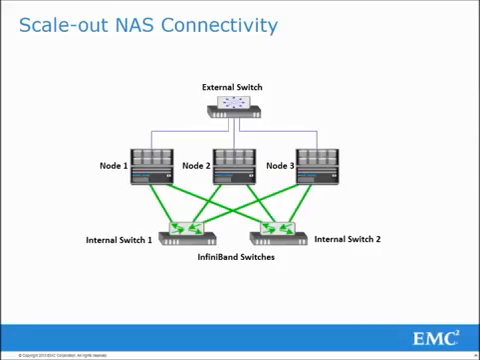The internal network offers high throughput and low latency and uses high-speed networking technology such as InfiniBand or Gigabit Ethernet. To enable clients to access a node, the node must be connected to the external Ethernet network. Redundant internal or external networks may be used for high availability. The slide provides an example of scale-out NAS connectivity that uses InfiniBand for the internal network connectivity.